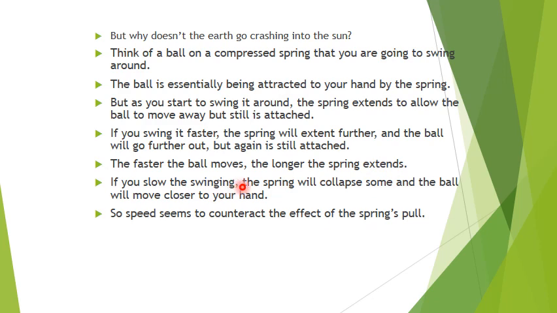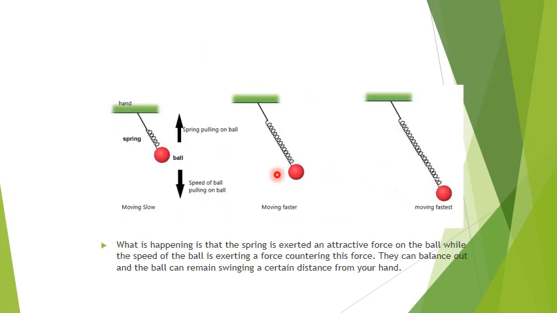Now if you slow down the swinging, the spring will collapse some and the ball will move closer to your hand. So it seems the speed of the movement counteracts the effect of the spring's pull. And you can see that in this diagram. Let's say this is our starting point, and you have a spring. Here's your hand up here, and here's the ball. You start to swing it, and as you swing it, the ball extends further out. The spring has a harder time holding on to the ball because it's moving faster. And if you move the ball even faster, the spring will extend even more, but it'll still be attached.